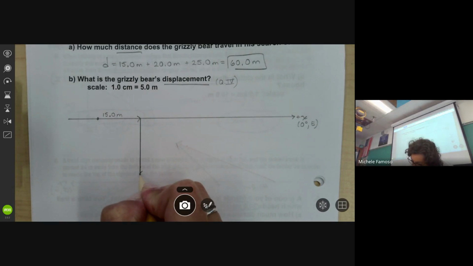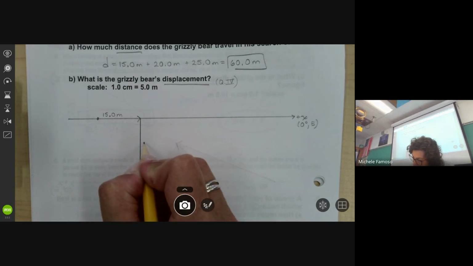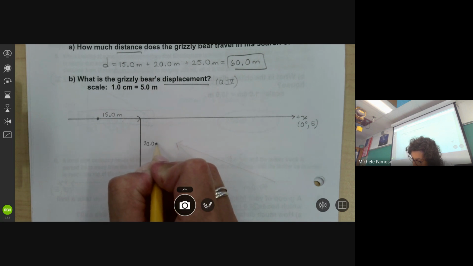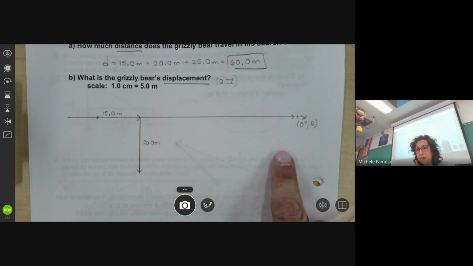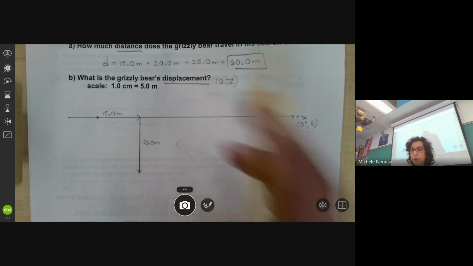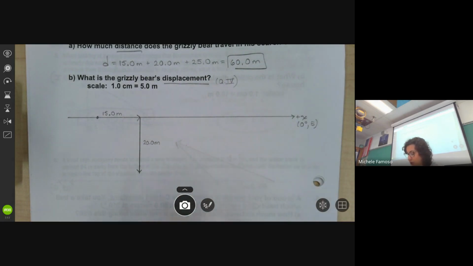Arrowhead pointing down, label it 20.0 meters. We already know it's south because it's exactly perpendicular to that one. Now we have to do 300 degrees. And this one is tricky because we don't have a reference line. But we do. We have this line, which is now the y-axis. So I can use that as a y-axis.